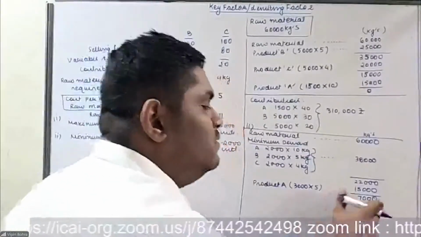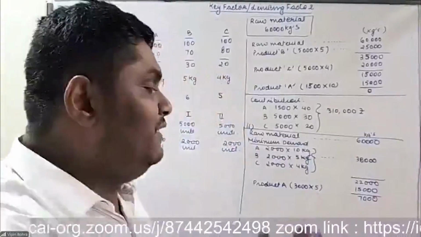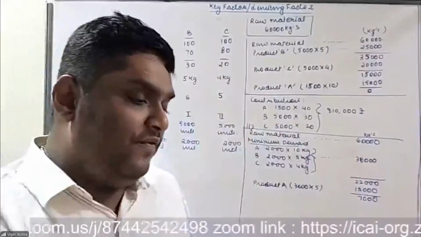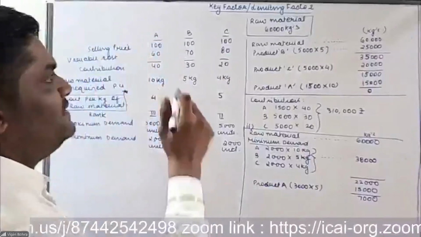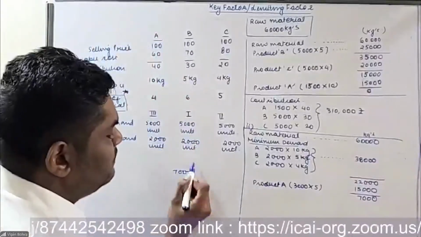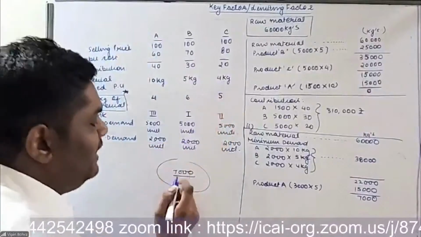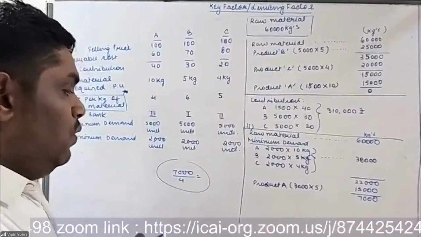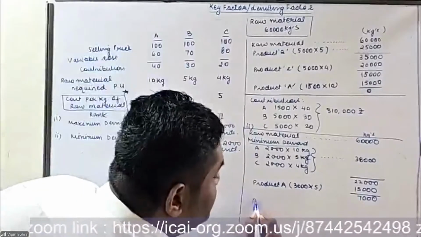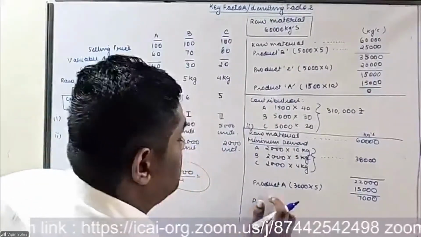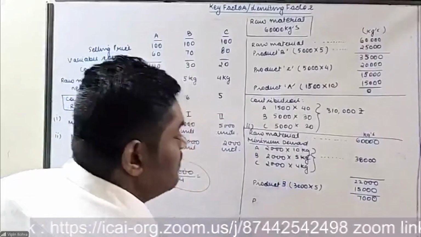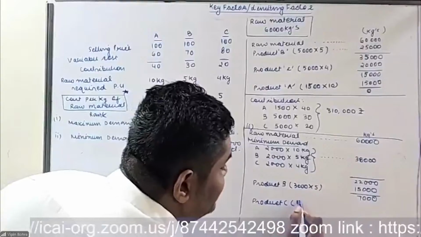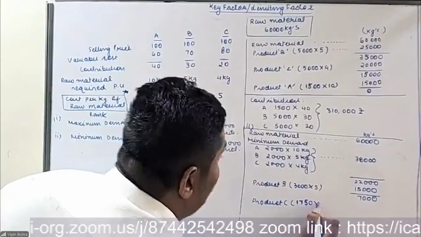And we don't have 12,000 kgs in stock. How much quantity do we have? We have only 7,000 kgs. So how many units of product C can be manufactured? Very simple. We have 7,000 kgs in our hand, and every unit requires 4 kgs. So at the most, we can manufacture how many units? 1750 units only of product C.